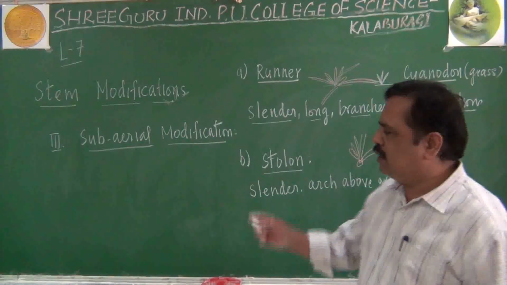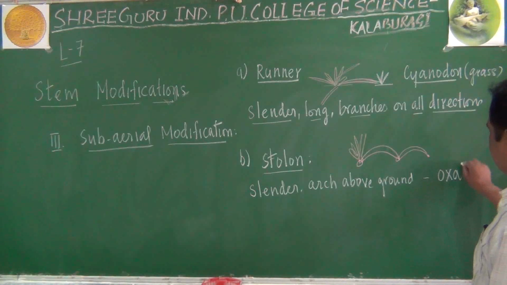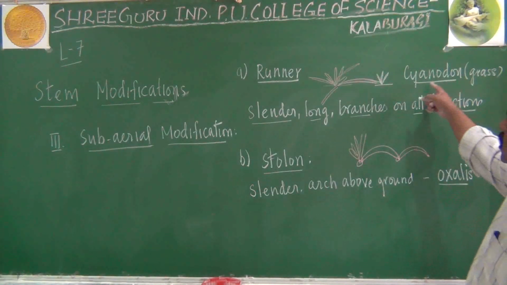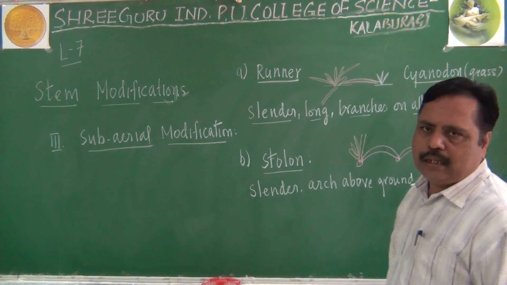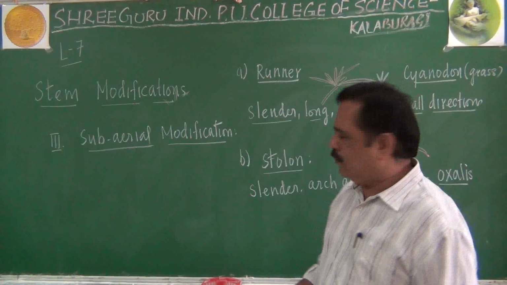Where do we find this stolon type of modification? In plants like oxalis, we can come across stolon. Cynodon exhibits runner, oxalis exhibits stolon, remember.